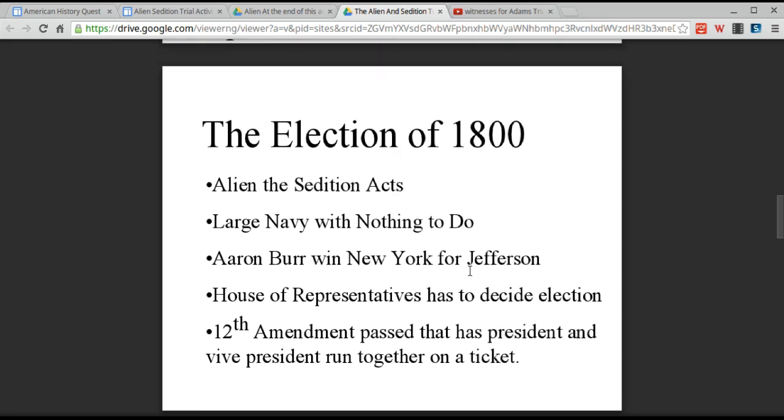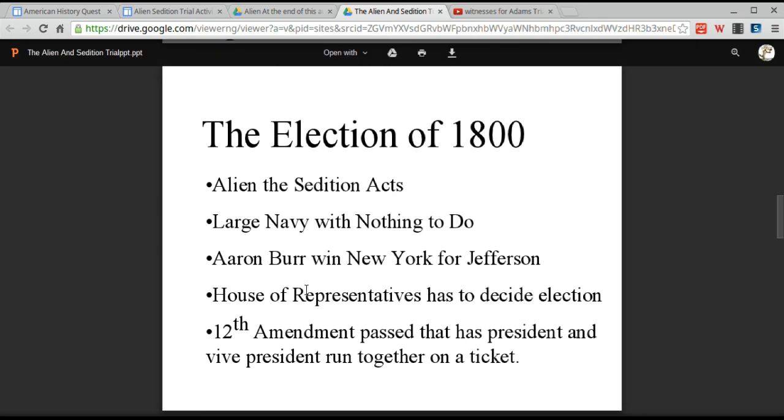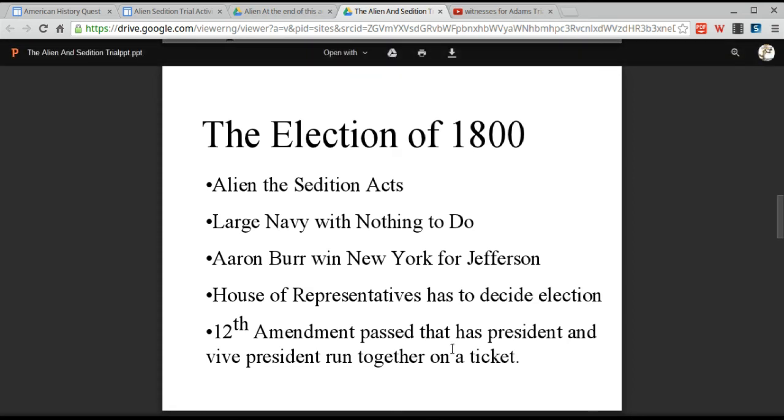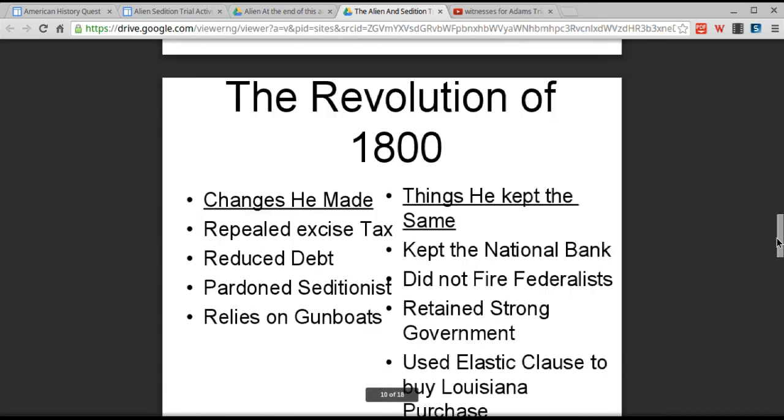Burr, who is this incredibly opportunistic and ambitious man, claims the presidency for himself. If no person gets a clear electoral victory, the House of Representatives decides. The House of Representatives chose Jefferson, and later the 12th Amendment was passed to fix this problem. So the election of 1800, there were a lot of very interesting little wrinkles to it.